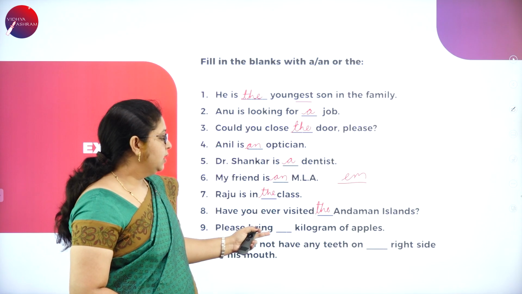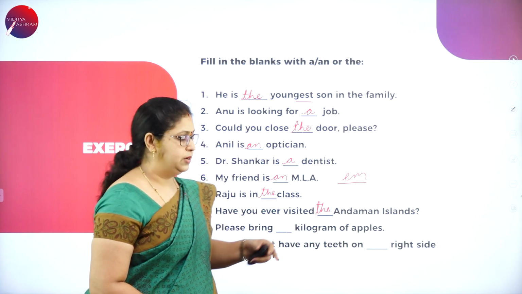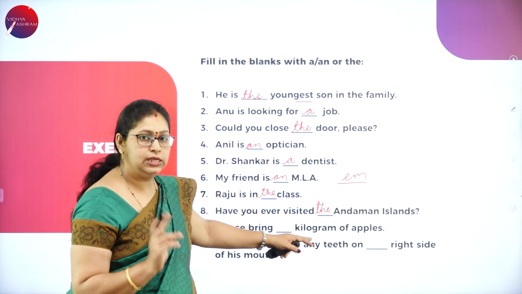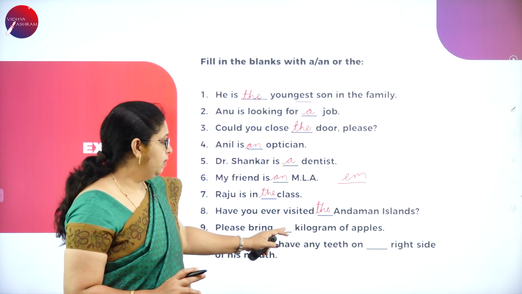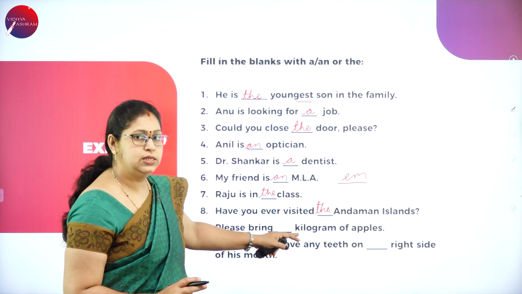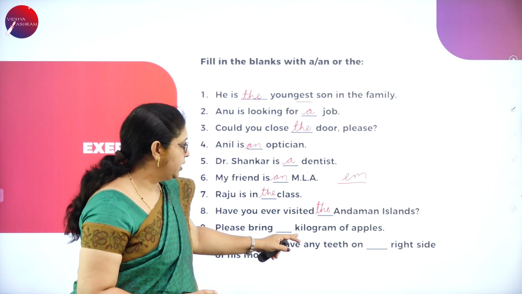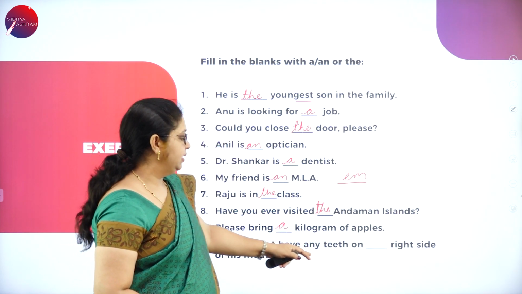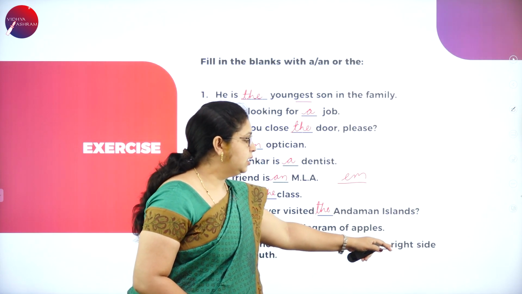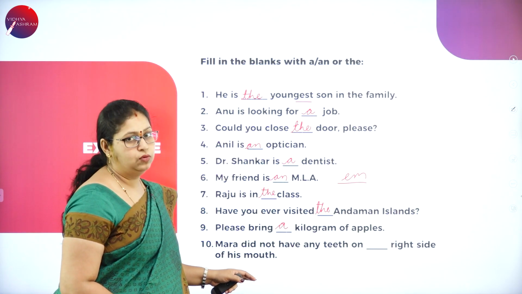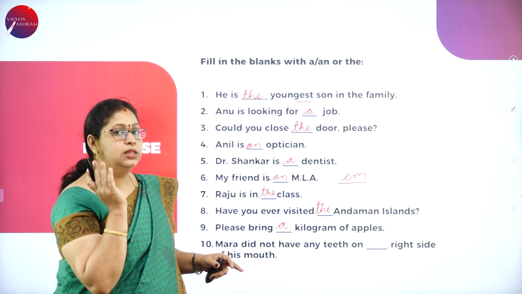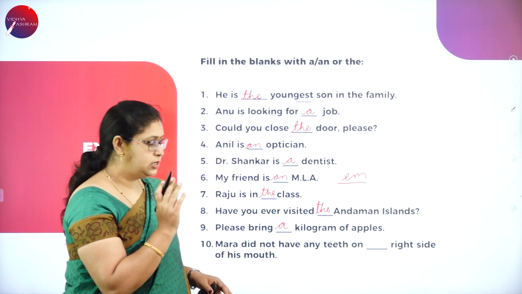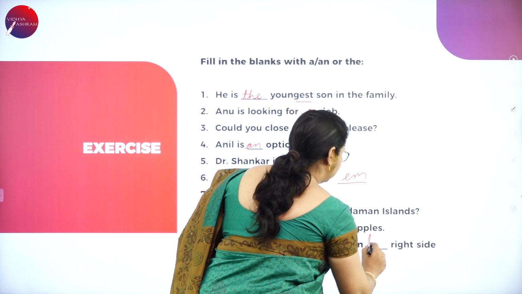Please bring a kilogram of apples. Here kilogram is singular. So we use "a", and also this has the consonant sound. So we use "a" here. Mara did not have any teeth on the right side of his mouth. Very particular, the right side of his mouth. So we use "the".